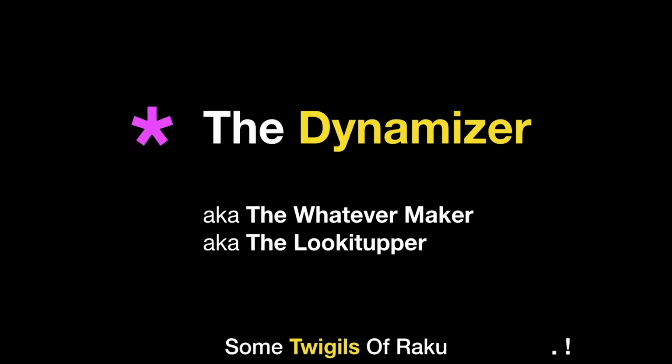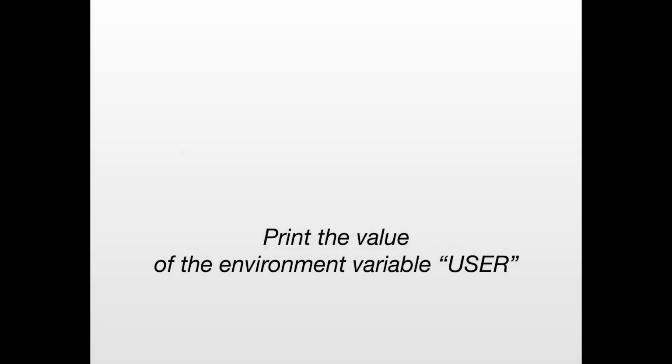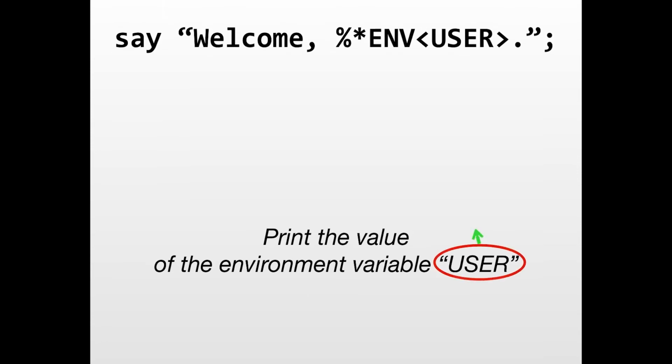So have a look at the asterisk. The asterisk is the dynamizer, or the whatever maker, or the lookup upper. So what do we want to have? The value of the environment variable user. It looks like this. So note that there's a hash that is available to all of your programs, but it's a dynamic hash. So that's why it has the asterisk in it. And it has the capital letters ENV for environment.